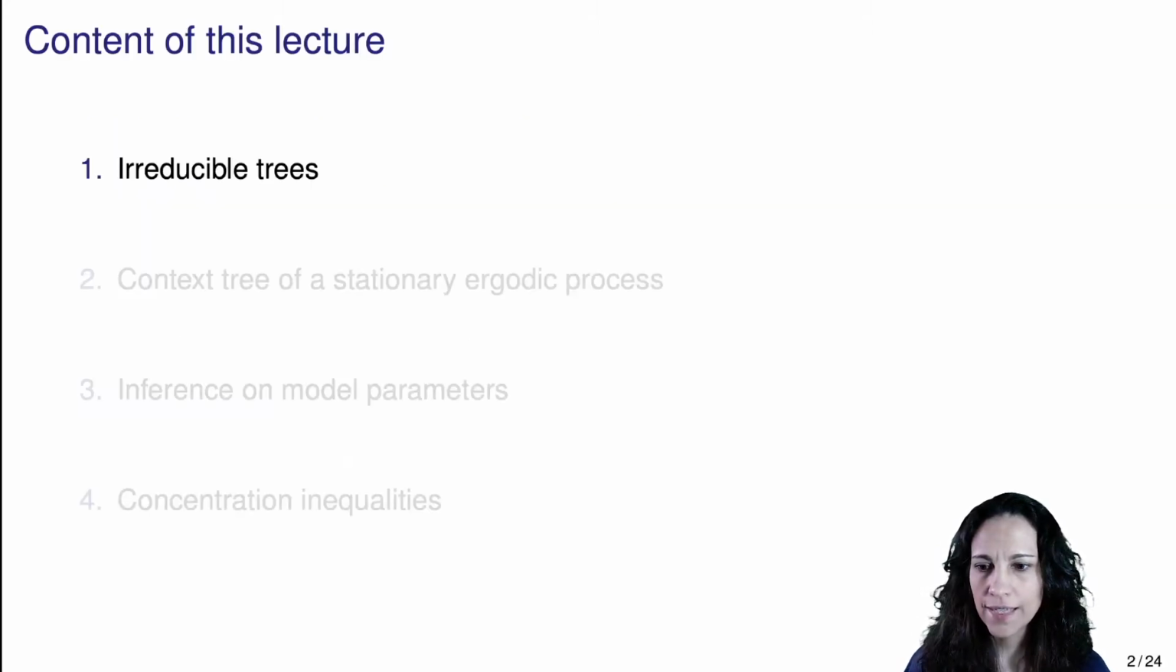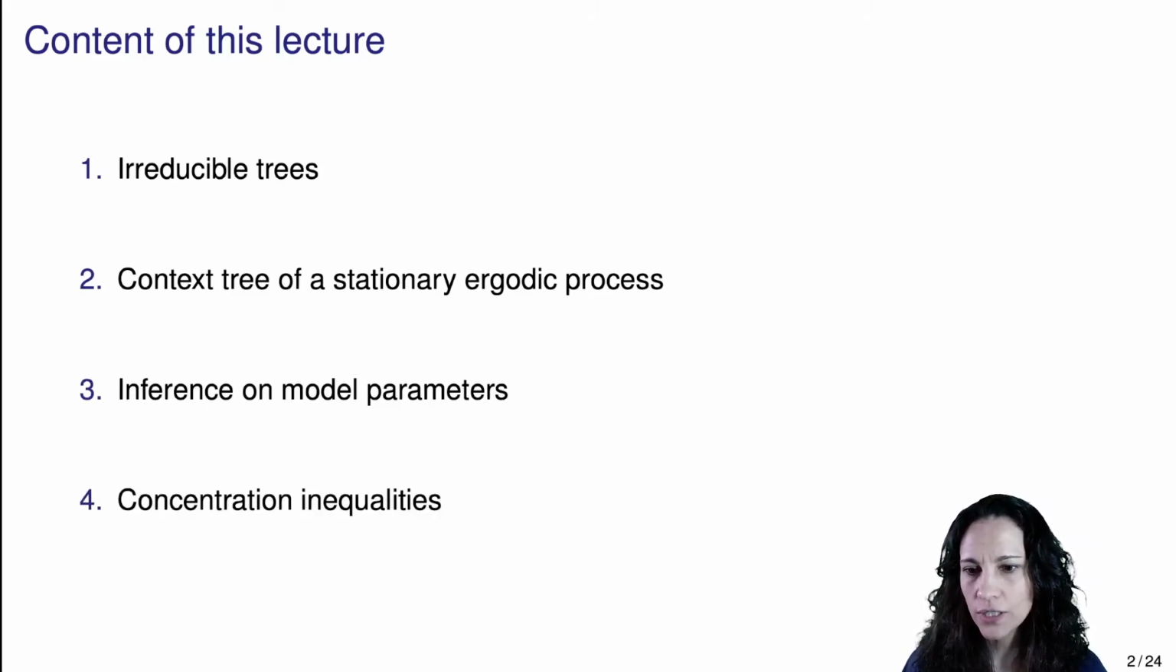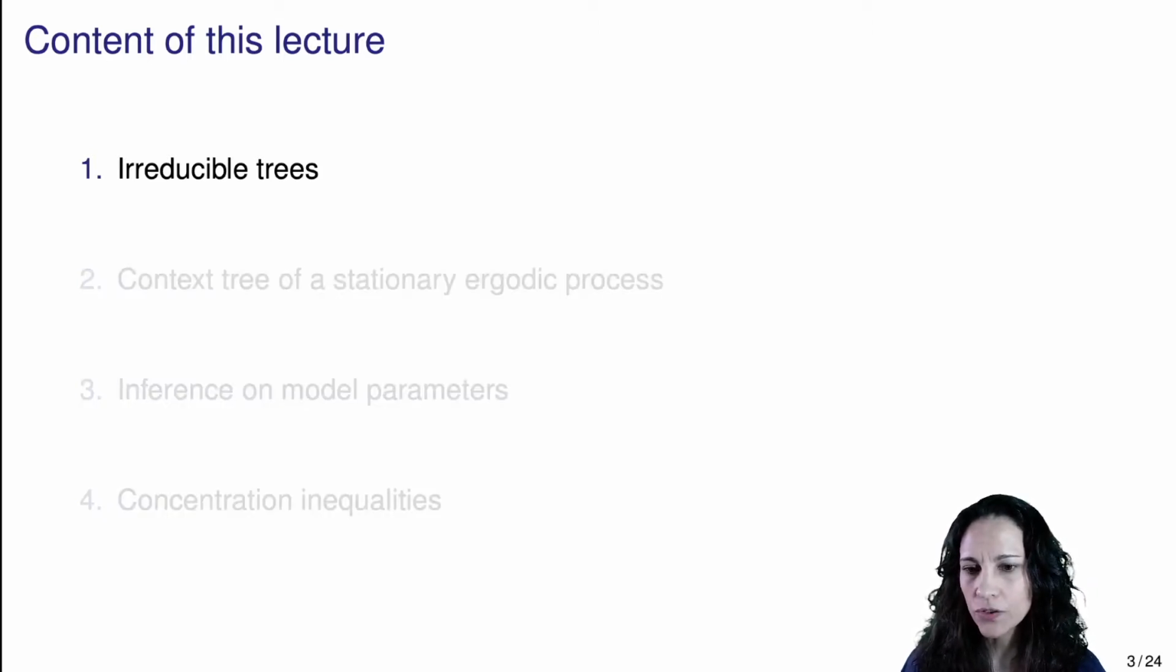In this first lesson, we will talk about the notion of irreducible trees, the definition of context tree of a stationary ergodic process, some notions about inference for the model parameters, and concentration inequalities for the estimators of the model parameters. So let's begin by introducing the notion of irreducible trees.